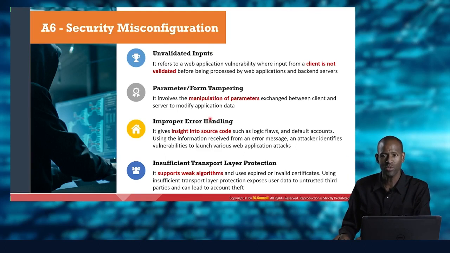Improper error handling is when there's TMI, too much information, that's being released in the error message, allowing the attacker to identify even more vulnerabilities and launch more attacks. And there could be weak algorithms that are used at the transport layer that allow the attacker to get extra information to use in other attacks, or actually attack the transport layer security.